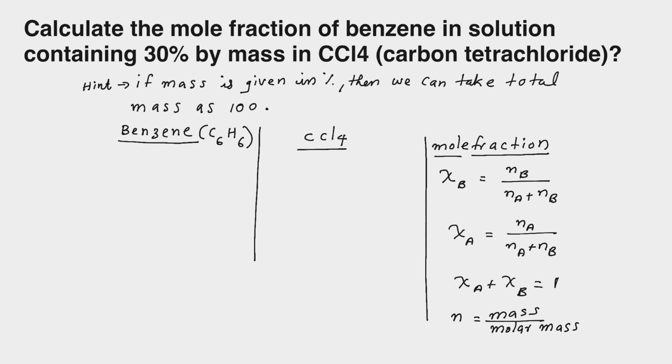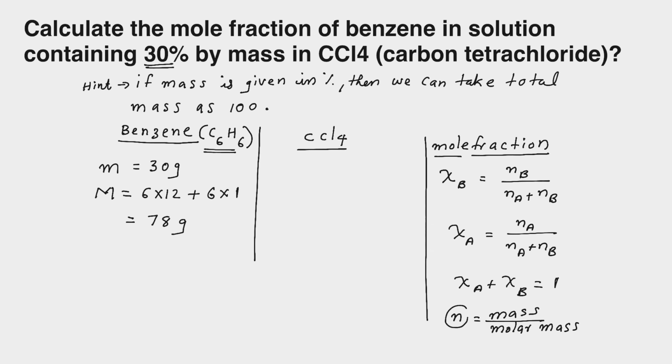Regarding benzene, what is the mass? It is given in the question: 30%. You can take it as 30 gram. Now, what is the molar mass? See, this is the formula. So, 6 times the atomic mass of carbon, which is 12. Now, 6 times the atomic mass of hydrogen, which is 1. So, what you are getting? You are getting 78 gram.